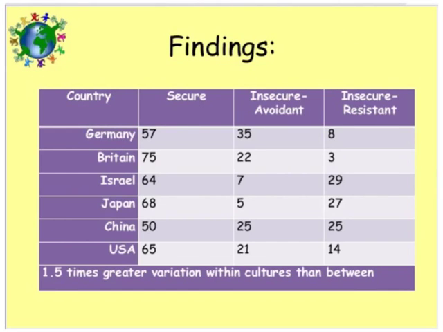Okay, so these are the findings from the meta-analysis, and we can see that Germany has the largest insecure avoidant attachment type at 35%. We can see that Britain is 75% secure and only 3% insecure resistant. China has got 50% secure, 25% avoidant and 25% resistant. So some interesting findings there between cultures.